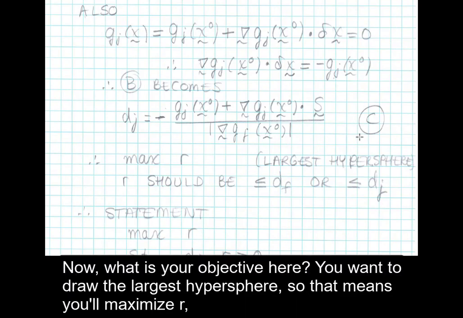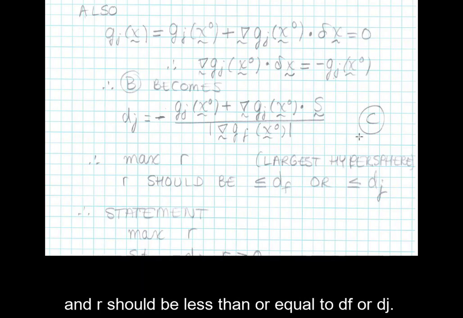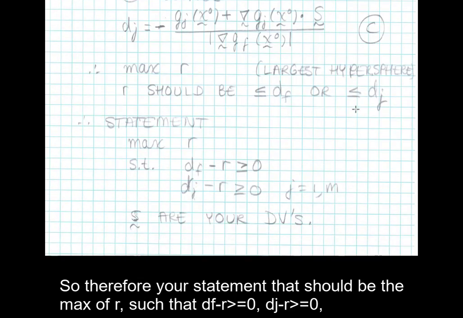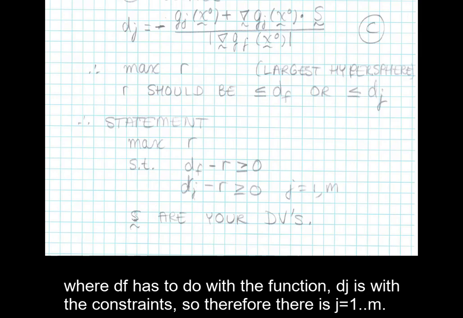Now, what is your objective here? You want to draw the largest hypersphere. That means you'll maximize R, and R should be less than or equal to df or dj, right? If it's larger than one of those, it means it no longer fits into the space. So your statement should be the max of R such that df minus R is greater than or equal to 0, and dj minus R is greater than or equal to 0, where df has to do with the function, and dj is with the constraints, so therefore j equals 1 to m.